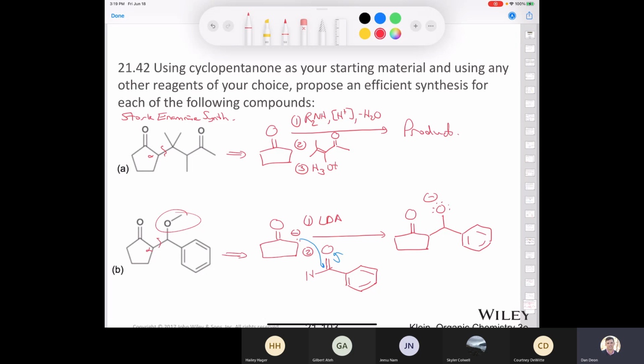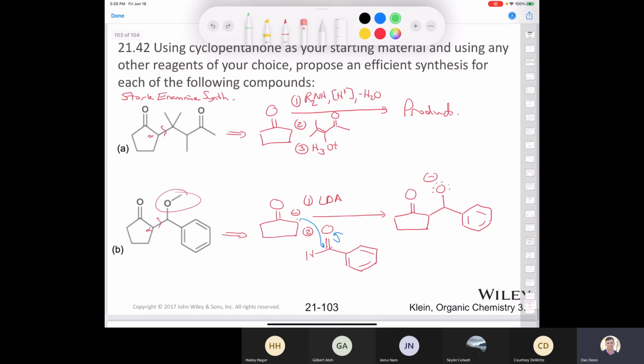If you're wondering where the proton is, I'm just leaving this proton out. It's right here. I'm just leaving it out. So we'll put that there like that. And so then we end up with this enolate, or this alkoxide, I should say.